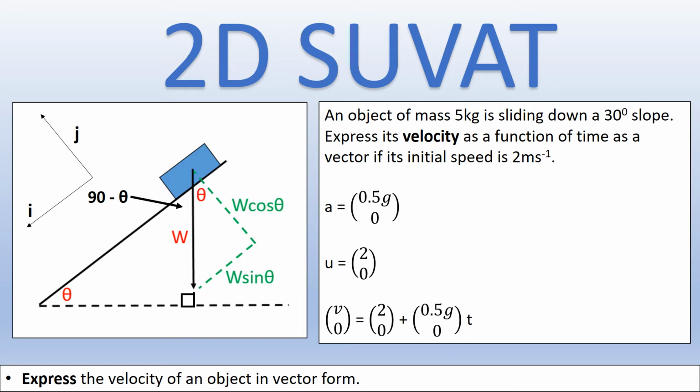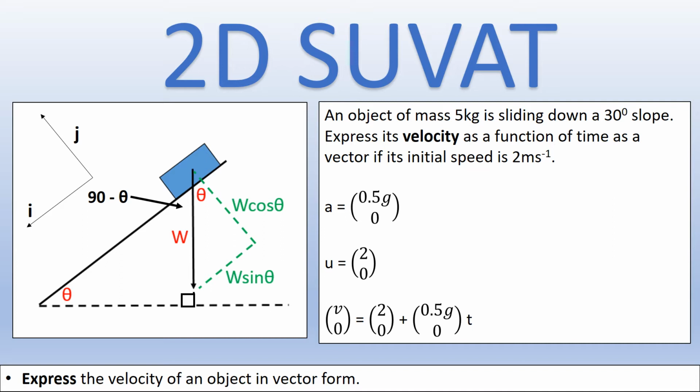Again, we construct this by actually thinking about in reality. So objects slide parallel to the slope. So we know when it says its initial speed is 2 meters per second, we know that means it's going at 2 meters per second down parallel to the slope in the I direction.